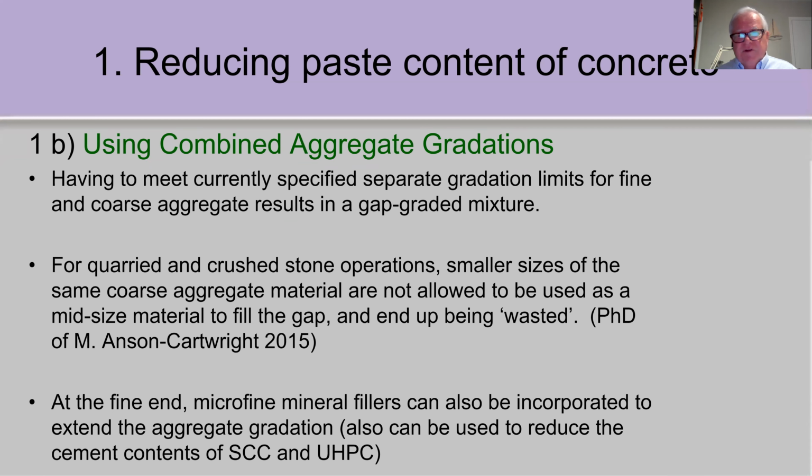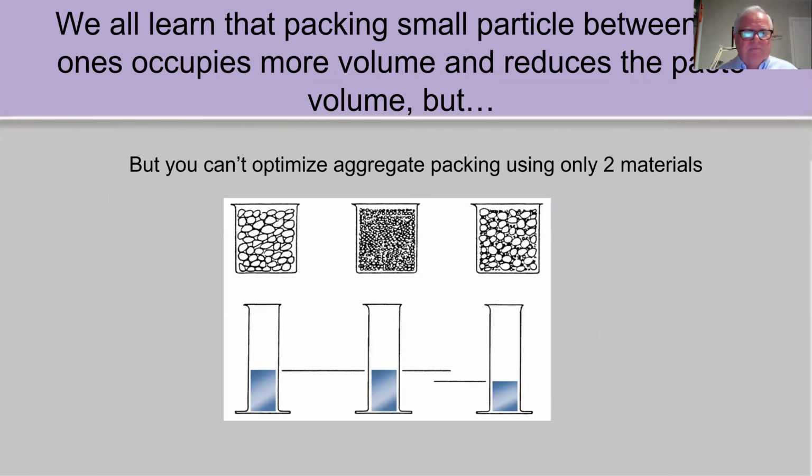You can also use microfine fillers to fill in the fine end. That's typically something we do to reduce the cement content for ultra high performance or self-consolidating concrete that may have high powder requirements, but a lot of that cement doesn't hydrate, so it's a waste of cement. Now, we all know that packing small particles between big particles will occupy more volume and reduce the amount of paste or water, in this case, in this diagram, needed to fill the voids between those particles.